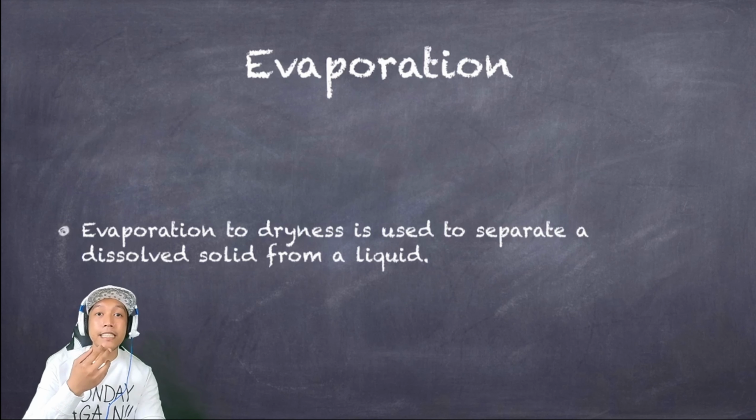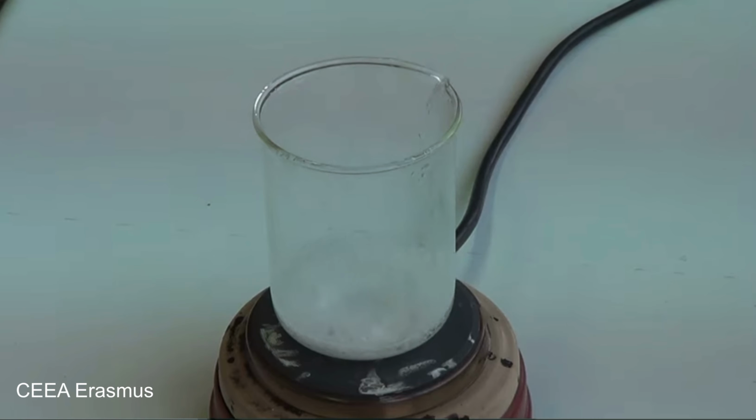Ito yung madalas ginagamit, di ba? Para makakuha ka ng salt, yung table salt mo, salt content from the sea. May mga ganyan eh. So, ang ginagawa nila, binibilad lang nila yung sea water and then they let the water evaporate para makuha nila yung salt. Kasi nga yung salt doesn't evaporate.